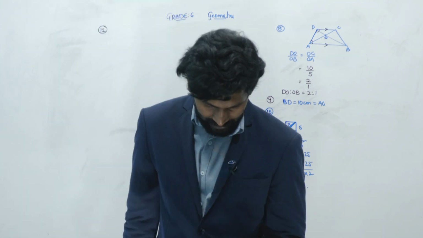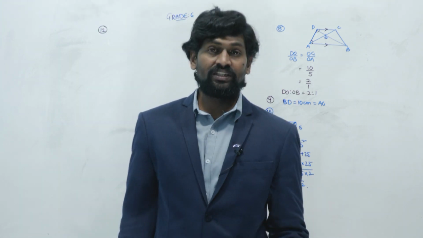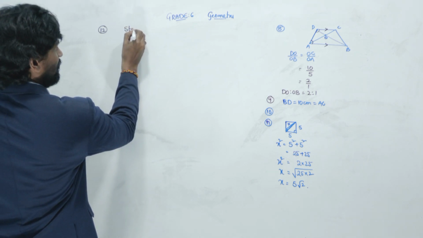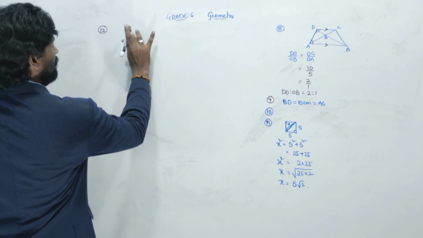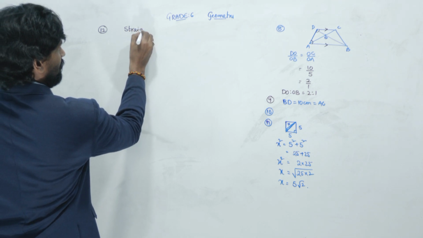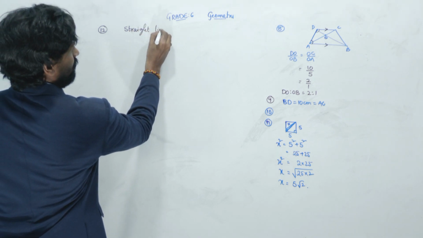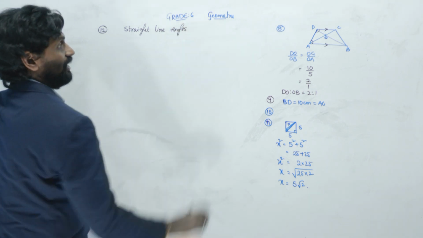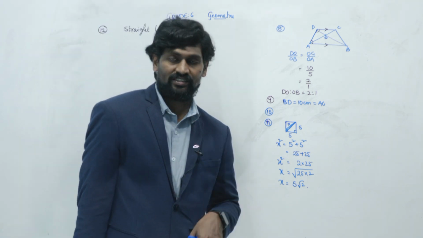Okay. Option 3. Now question number 13. This is for straight line angles. Why straight line angles? Because those two angles lie between the parallel lines.